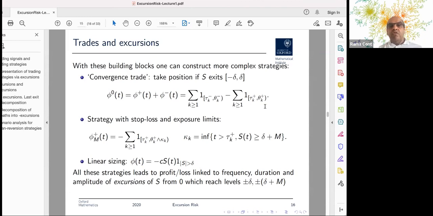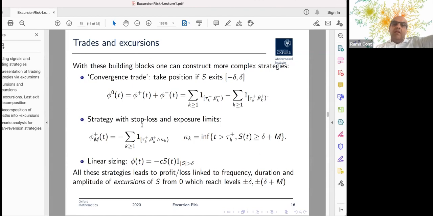Now, this is the simplest version, but of course, you can add various features to these strategies. For example, you can say, if your loss exceeds a certain level M, then I cut your position, or you're fired, whatever. So this is called a stop loss. So you can add a stop loss and say, if you short the portfolio, then if S keeps increasing, you lose money. So if you short it at the level delta and then it goes to delta plus M, you've lost M.